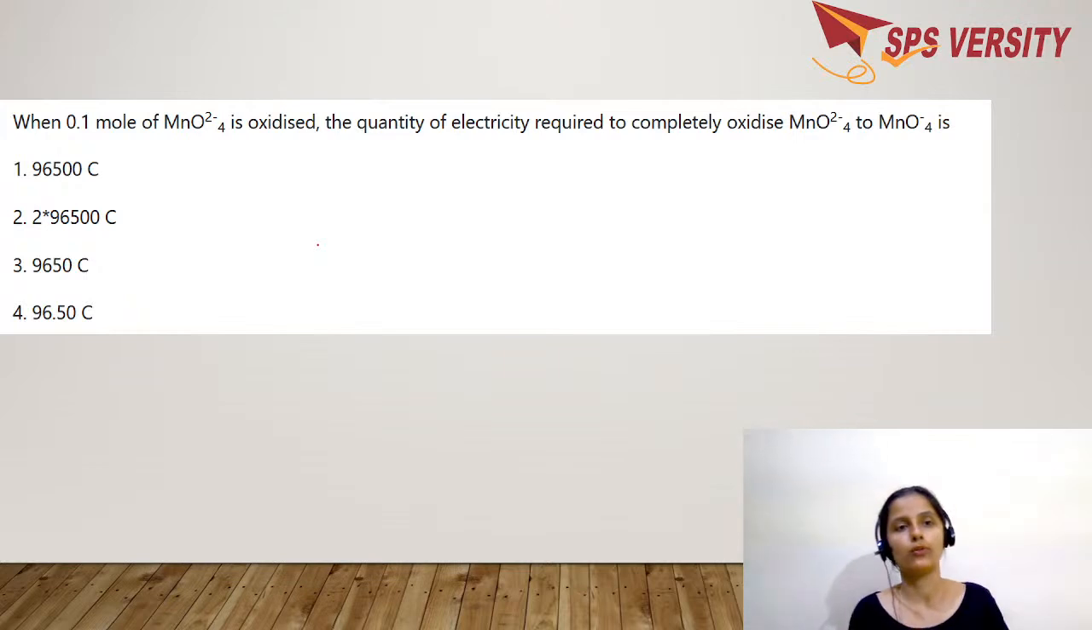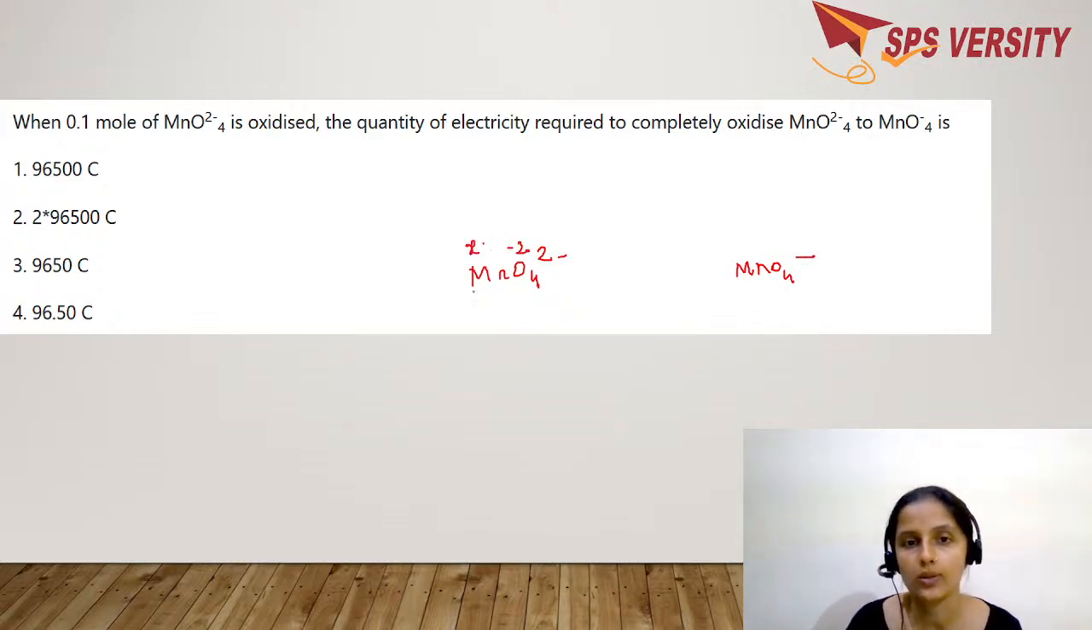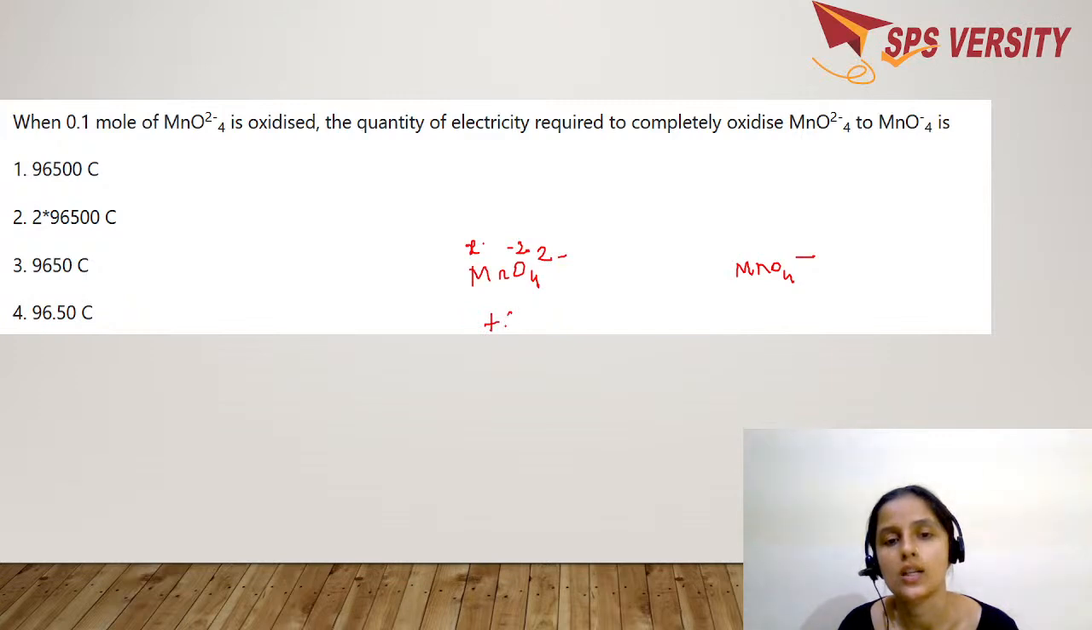When 0.1 mole of manganate is oxidized, the quantity of electricity required to completely oxidize manganate to permanganate is... You have to find out the oxidation state. MnO4 2 minus to MnO4 minus. I think you know how to calculate oxidation state. Oxygen is -2, and you take Mn as x. 4 into -2 is -8. Plus 2, so the oxidation state is +6 here.